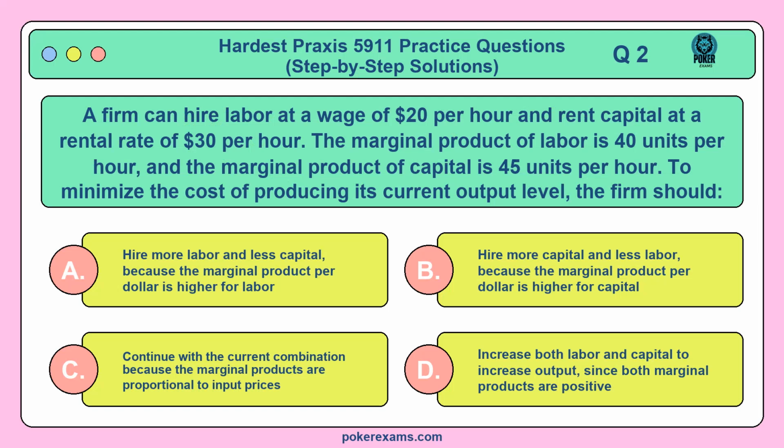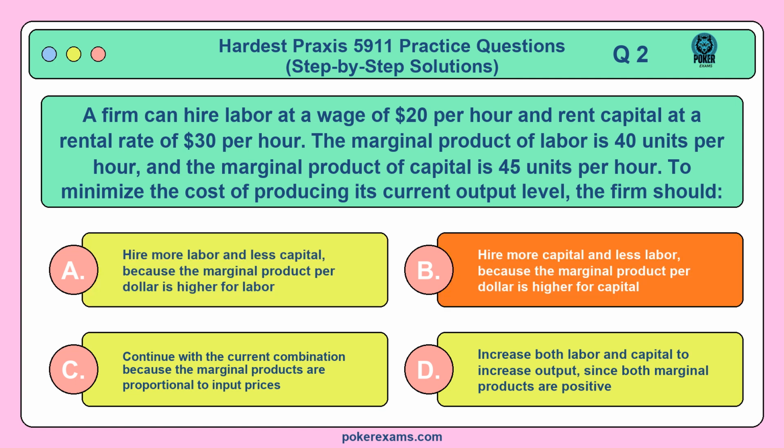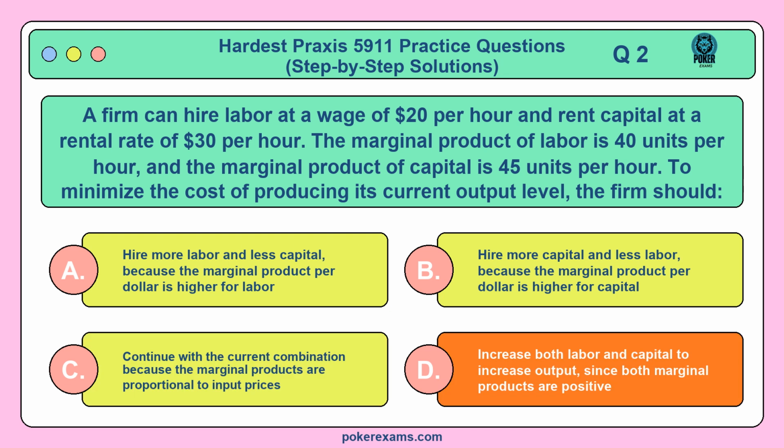Question 2. A firm can hire labor at a wage of $20 per hour and rent capital at a rental rate of $30 per hour. The marginal product of labor is 40 units per hour, and the marginal product of capital is 45 units per hour. To minimize the cost of producing its current output level, the firm should, is it? Option A. Hire more labor and less capital because the marginal product per dollar is higher for labor. B. Hire more capital and less labor because the marginal product per dollar is higher for capital. C. Continue with the current combination because the marginal products are proportional to input prices. Or D. Increase both labor and capital to increase output, since both marginal products are positive.